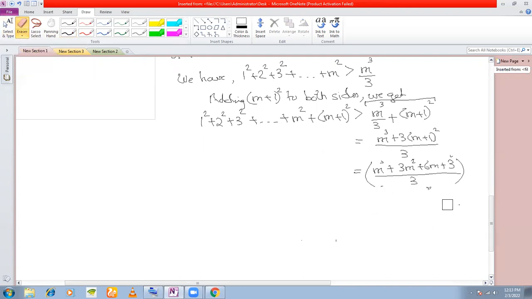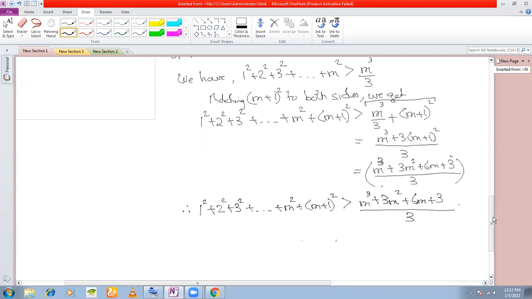So we reached till this part. Till this part is okay. So what have we got here? So therefore 1 square plus 2 square plus 3 square plus up till m square plus m plus 1 square, we have got this is greater than m cube plus 3m square plus 6m plus 3 divided by 3, right? This is what we have got till now.